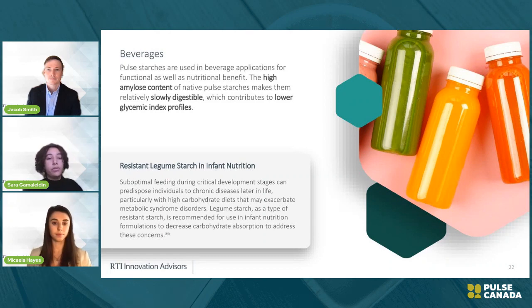Pulse starches can also be used in beverage applications. The high amylose content of native pulse starches makes them slowly digestible, which contributes to low glycemic index profiles. So this is really the nutritional benefit. And an example is a legume starch beverage that is used in infant nutrition, really ensuring the decrease of carbohydrate absorption and an increase in healthier beverages.